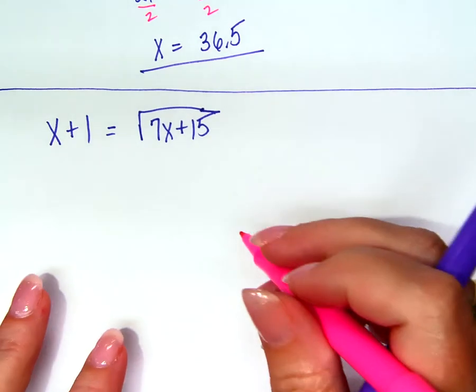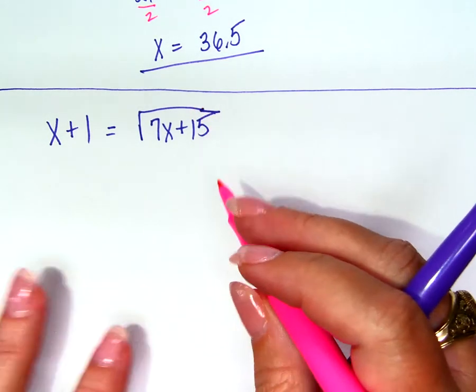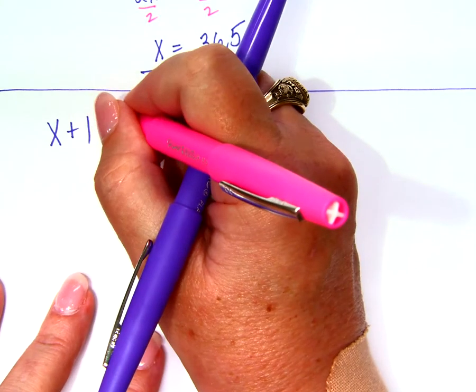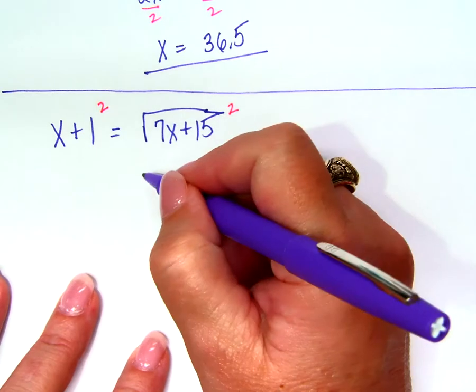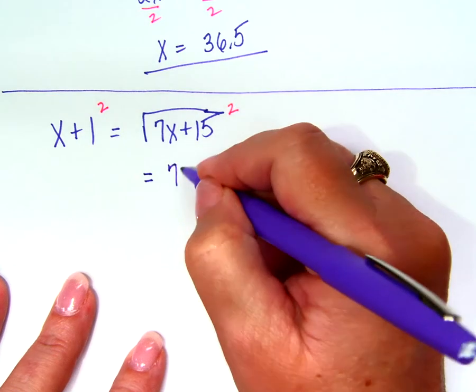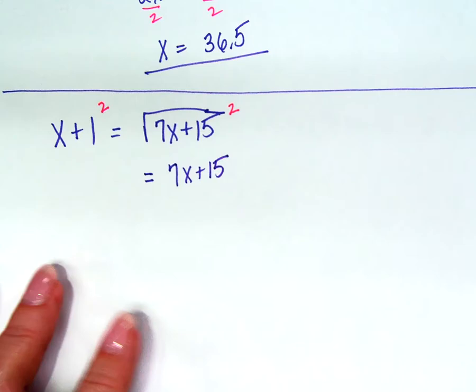Why are we squaring this when we cubed the last one? It's a square root, right? So if I square that, I also have to square the other side, right? Okay, so let's do things a little bit backwards. What do we end up with on the right-hand side? Just 7x plus 15, right? Okay. Yes, ma'am.